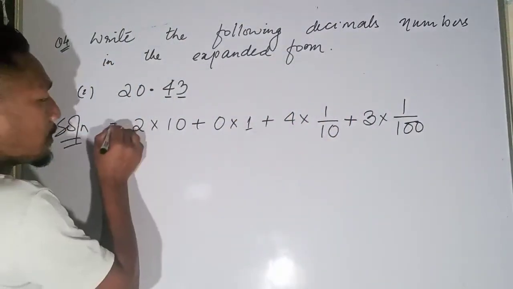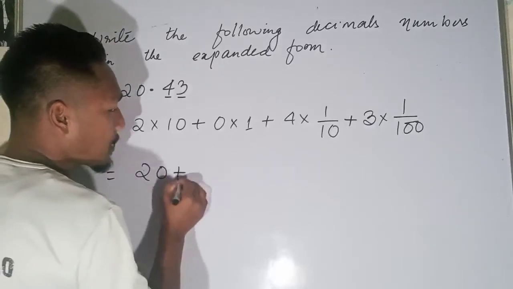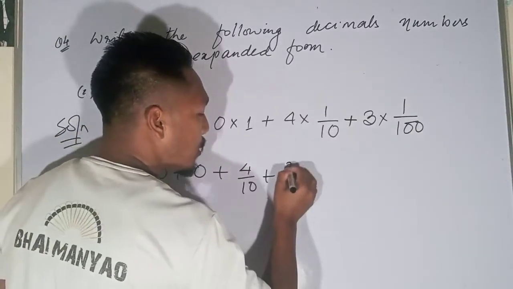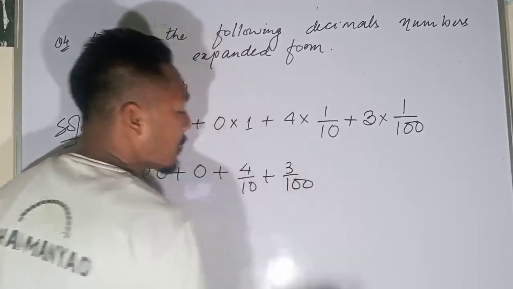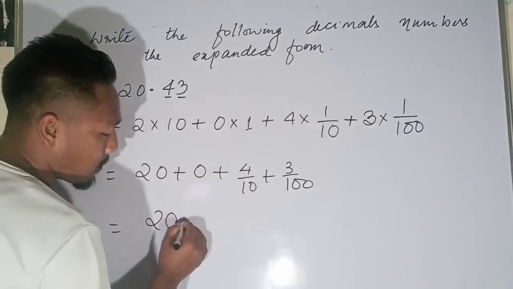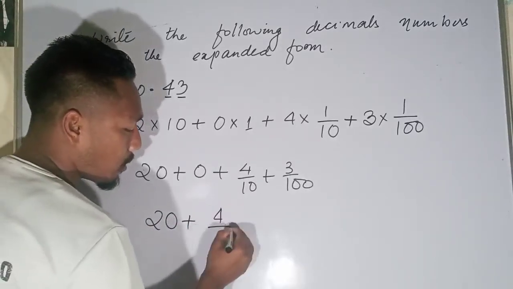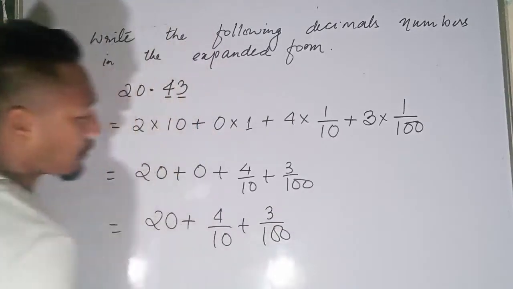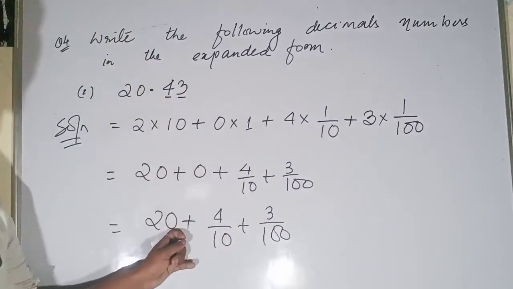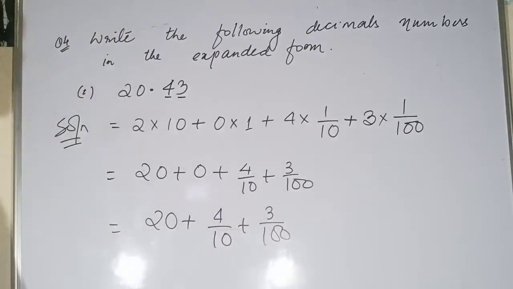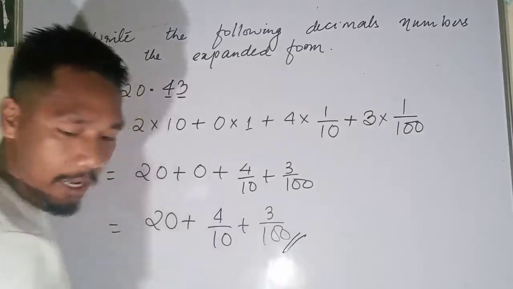If I write this again, 2 tens are 20, plus 0, plus 4 into 1 by 10, plus 3 into 1 by 100. You can also write 20 plus 0 as 20 only, so you can write it this way also. Both are answers. Then the remaining numbers we write in this form. This is how we expand the numbers.